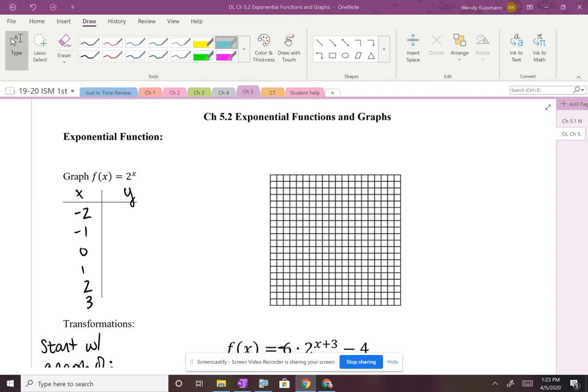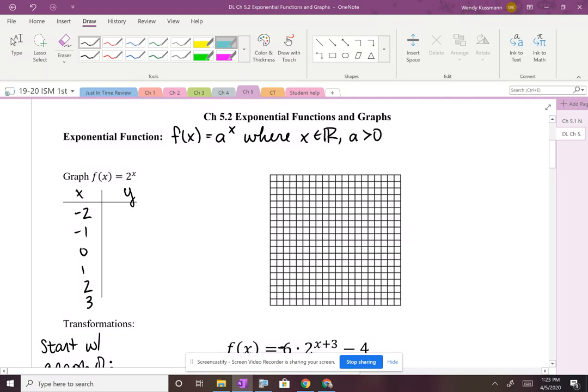All right, an exponential function is defined as anything of the form f of x equals a to the x, where x is an element of the real numbers, so x can be pretty much anything except for imaginary. A has to be positive, greater than 0, and a cannot equal 1. So it can be fractions and it can be numbers bigger than 1, but it can't be negatives and it can't be 1 exactly, because that just gives you a flat line.